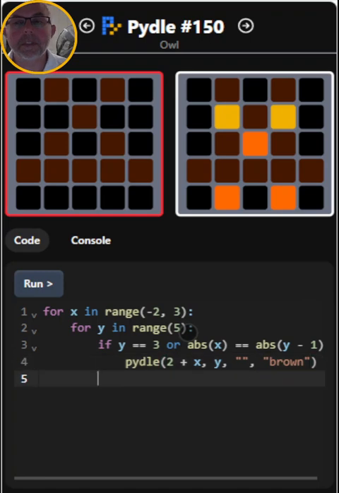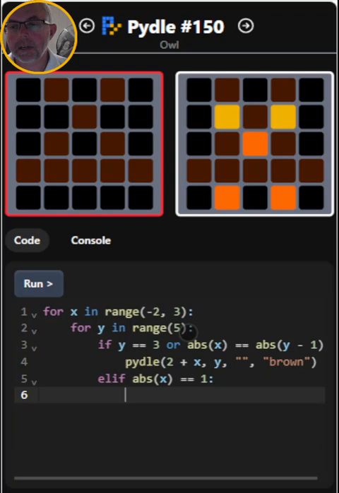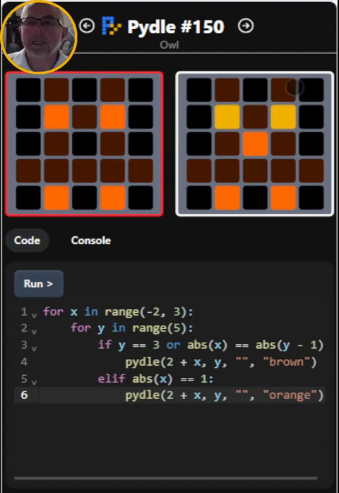Okay, now we're just going to tackle the yellows and the oranges in one go. So we can say elif absolute value of x equals 1. Let's just do that one first. So if we do just one color, we'll do it properly in a bit. Let's start with the orange. Okay, so that has got the right pixels. It's targeting there. We're still missing the one there.